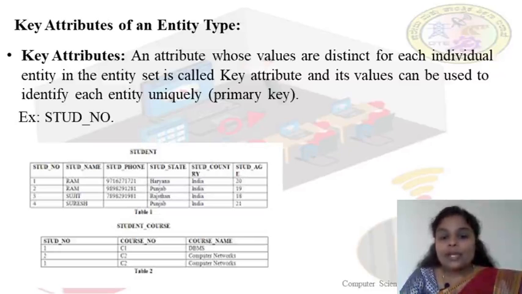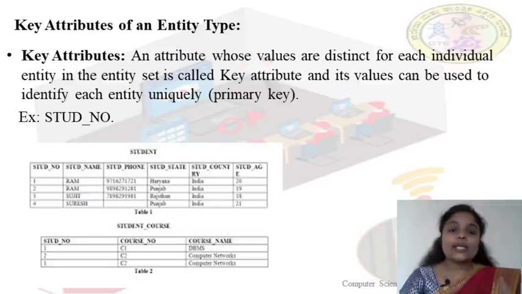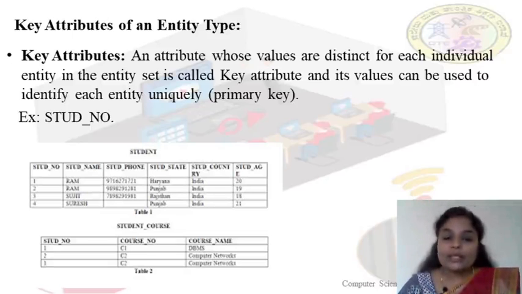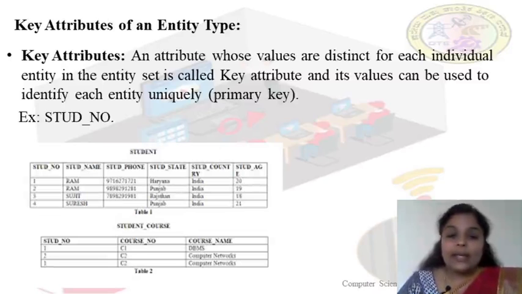An attribute whose values are distinct for each individual entity. I told you, entity means what? The particular row. Each row. Entity means row, in the entity set. Entity set means a group of students. Here I am selecting all students in order to form our entity set. I repeat, an attribute whose values are distinct for each individual entity in the entity set is called a key attribute, and its value can be used to identify each entity uniquely.